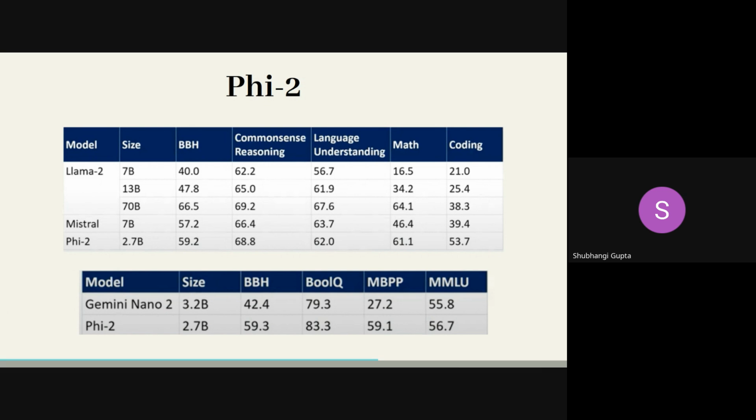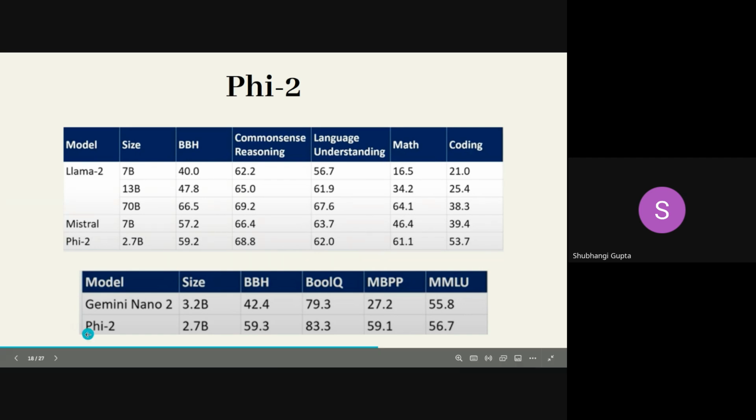Now, the Phi-2 model. The earlier models were built on 1.3 billion parameters, but the Phi-2 model is built on 2.7 billion parameters. And it's comparable to the 25x larger Llama 2 model across various benchmarks like Big Bench Hard, common sense reasoning, language understanding, math, and coding. Here you can see that for the coding benchmark, the Phi-2 model is outperforming Llama 2. Phi-2 is 53.7 and Llama 2 is 21.0.